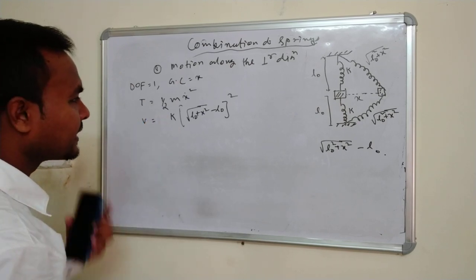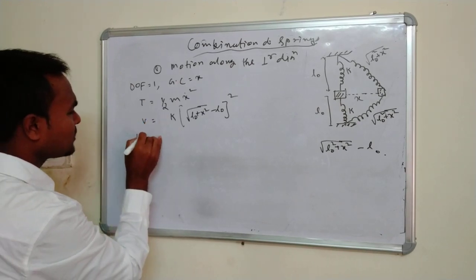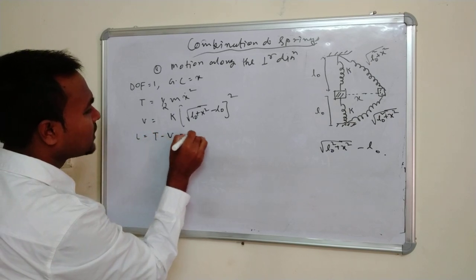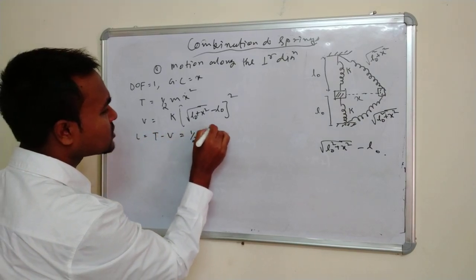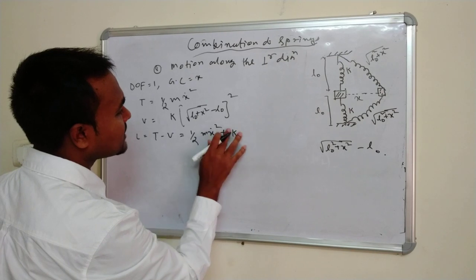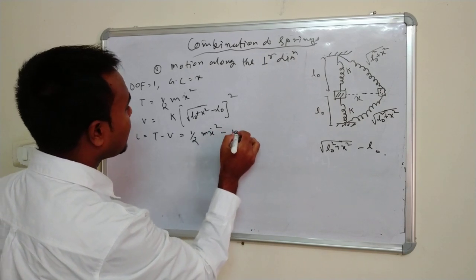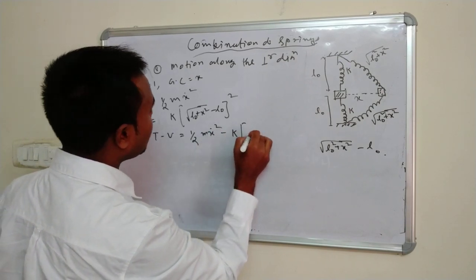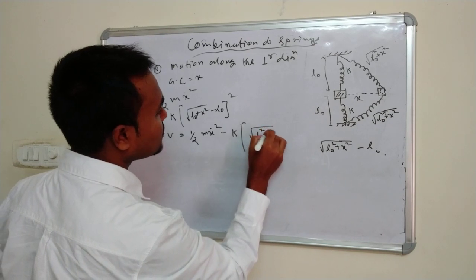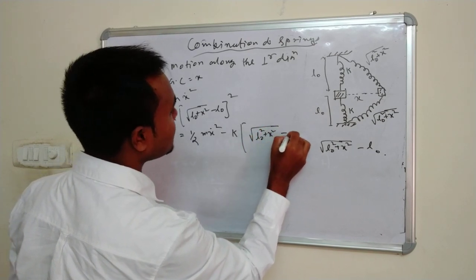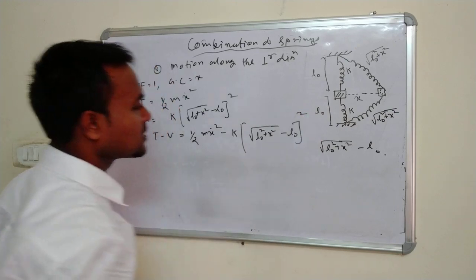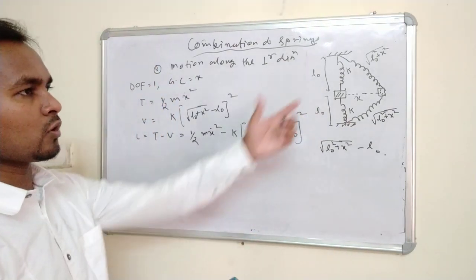Now this is the kinetic energy and potential energy. Your Lagrangian will be T minus V, equal to half of m x dot squared minus k times the square root of L0 squared plus x squared, minus L0, whole squared. So this is our Lagrangian for this system.